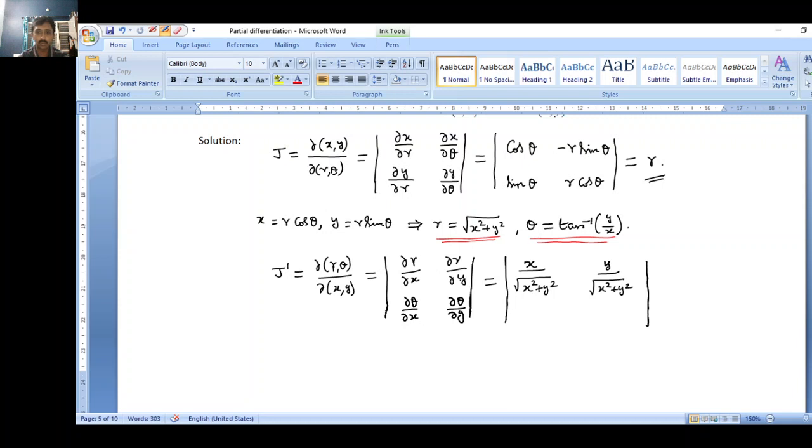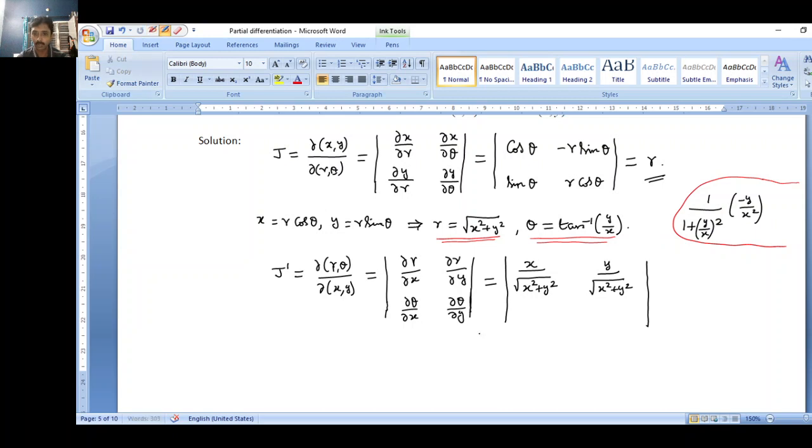we find ∂θ/∂x. You have to differentiate this θ with respect to x. So first of all, tan inverse y by x upon differentiation will give you 1 by 1 plus (y by x) the whole square. Correct? And now when you differentiate y by x with respect to x, that will give you minus y by x square. Correct? So this is what you will get as ∂θ/∂x.